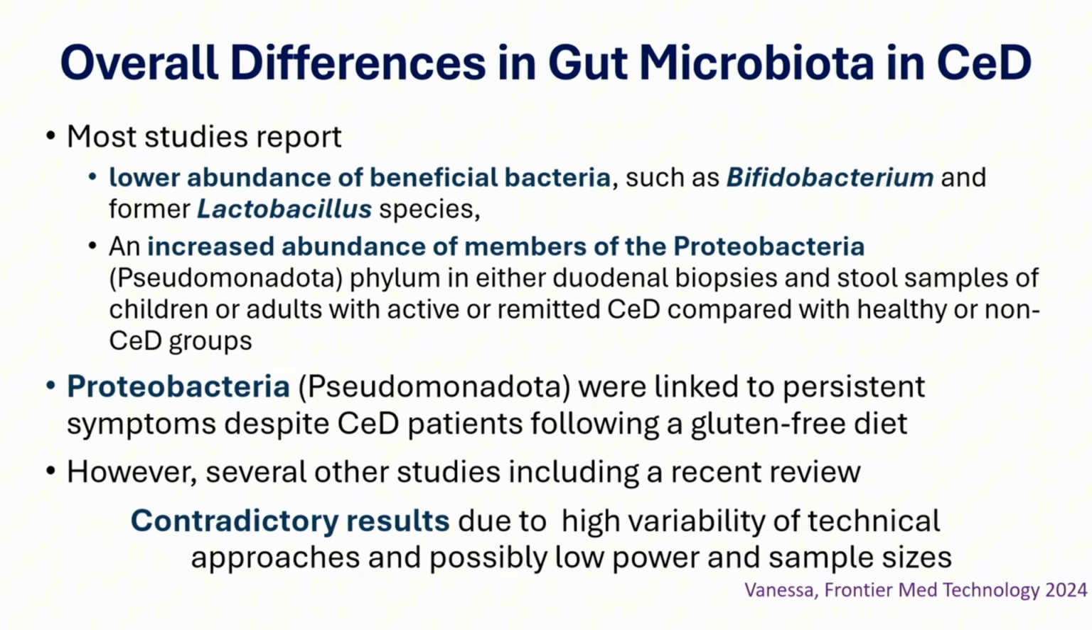This is just a summary of differences in gut microbiota and celiac disease. Most studies showed low abundance of beneficial bacteria, including Bifidobacterium and Lactobacillus. They also showed increased abundance of members of Proteobacteria, including Pseudomonas, in either duodenal biopsy or stool samples of children or adults with active or inactive celiac disease compared to controls. Proteobacteria like Pseudomonas were linked to persistent symptoms despite celiac patients following a gluten-free diet.